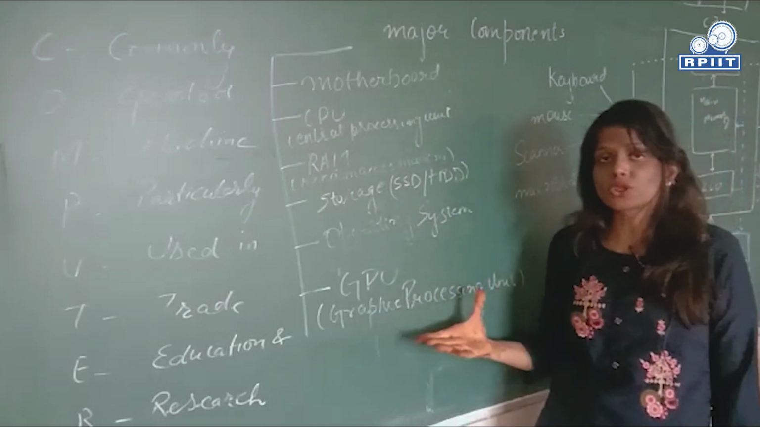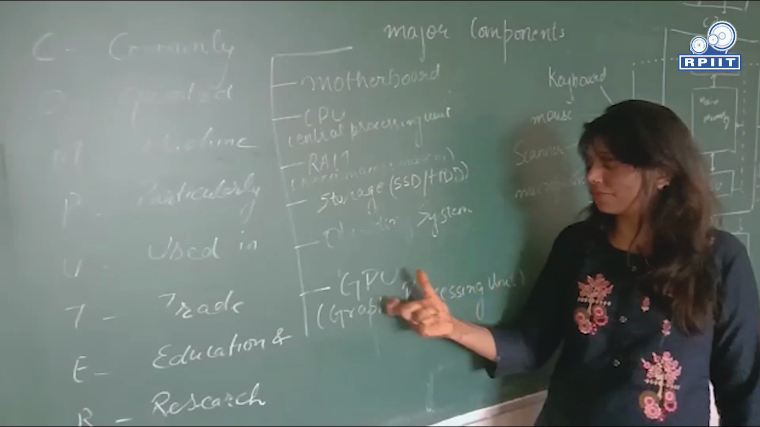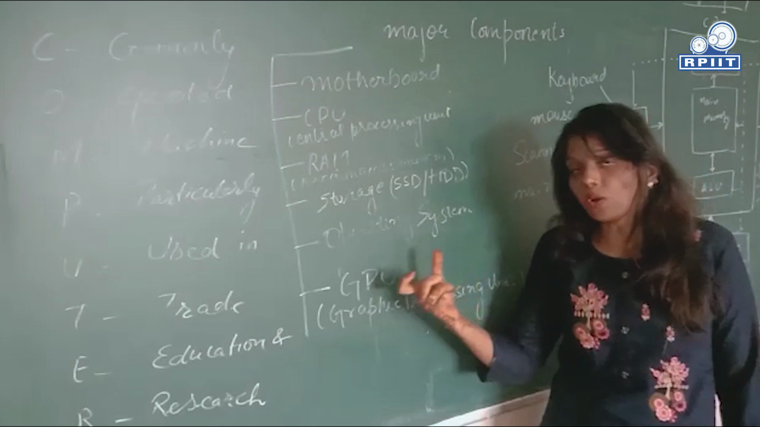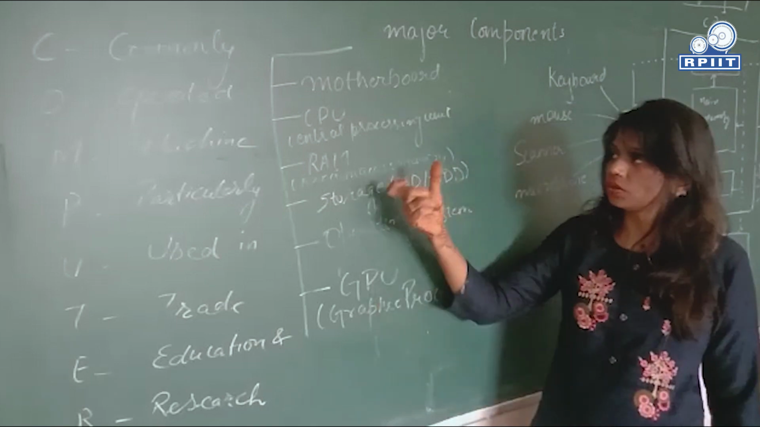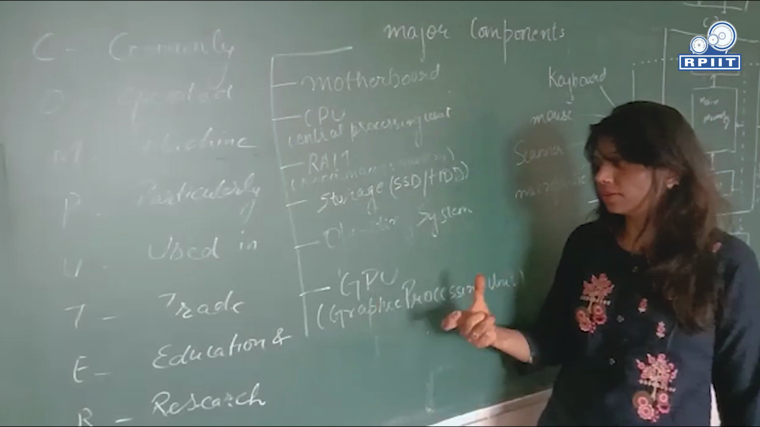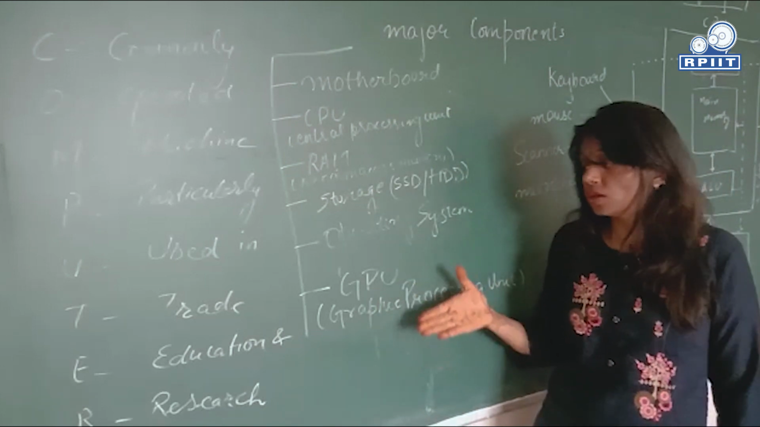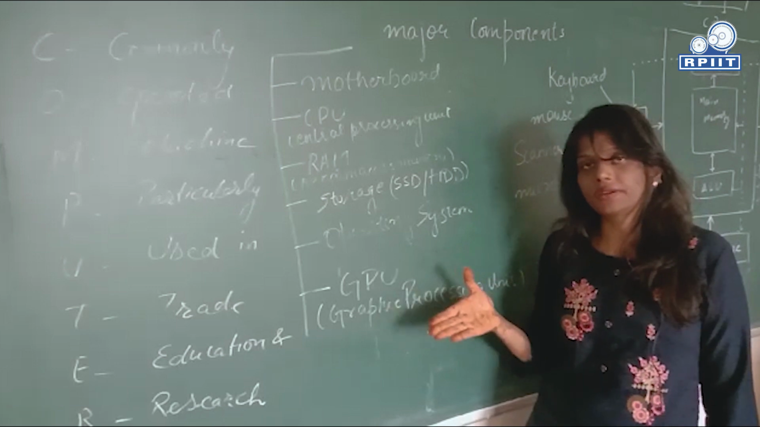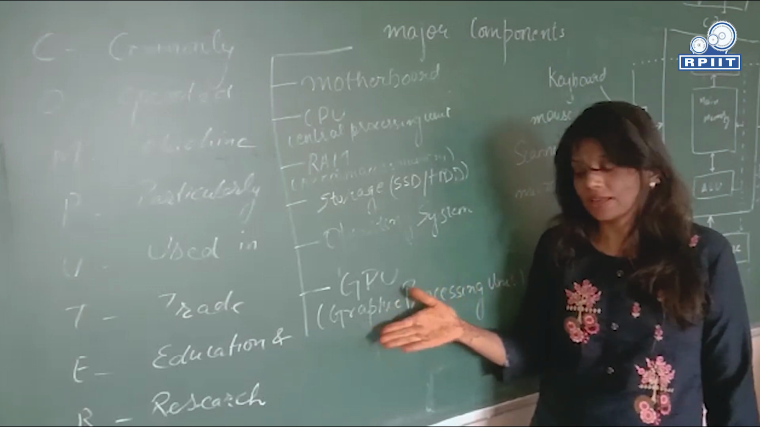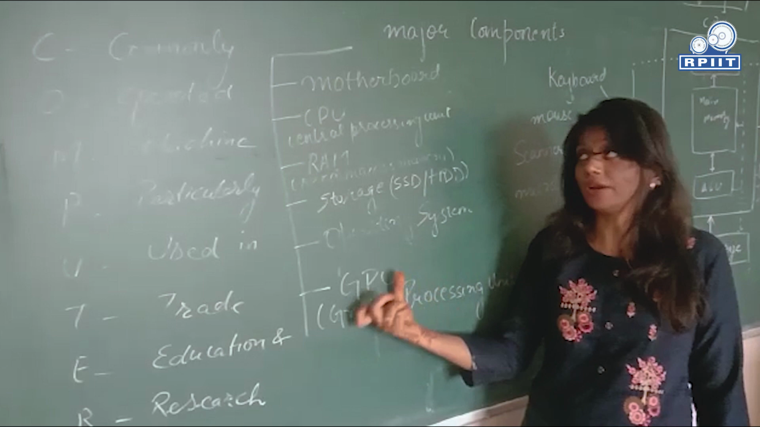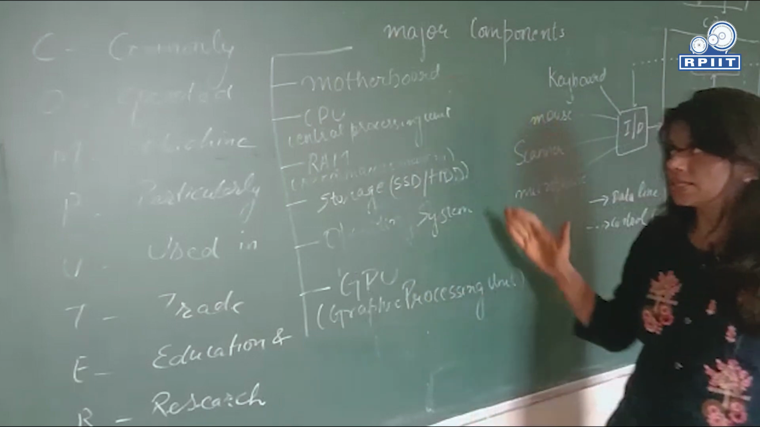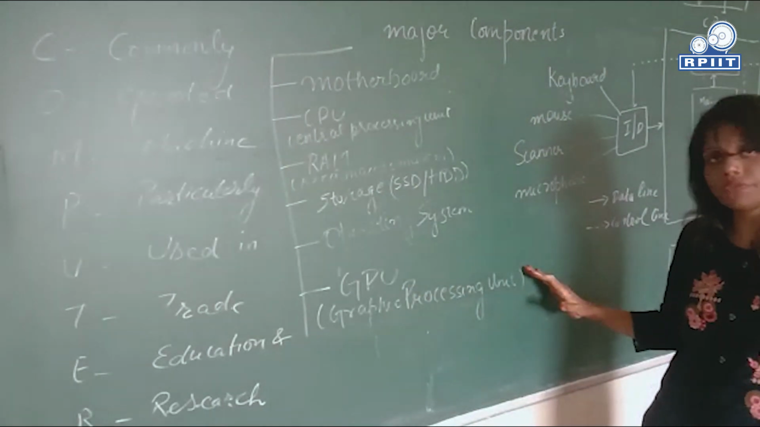Then the last component of the computer is the graphic processing unit. Now, what is a graphic processing unit? This is also a kind of processing unit, basically designed to carry on the data that is in the form of graphics. So this is one of the most important parts of the computer. This is what relates to the components of a computer.